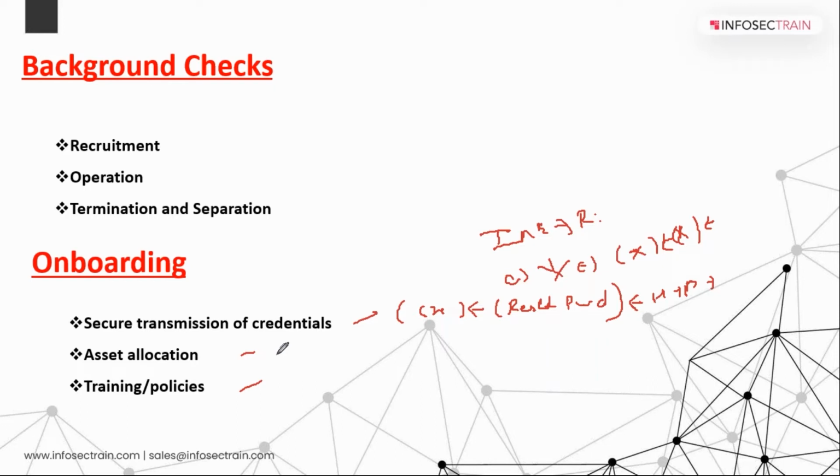Next, what we have is your asset allocation. They will be providing you with assets, and along with that, they will be giving you some options as well, that is, bring your own device. Or if you are using your personal laptop as an official laptop, they will be deploying some applications onto that. It totally depends on the organization, on what particular policies they are using.